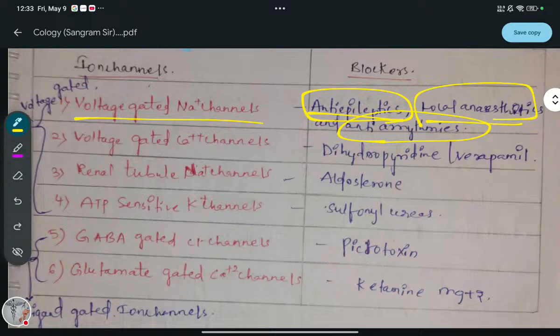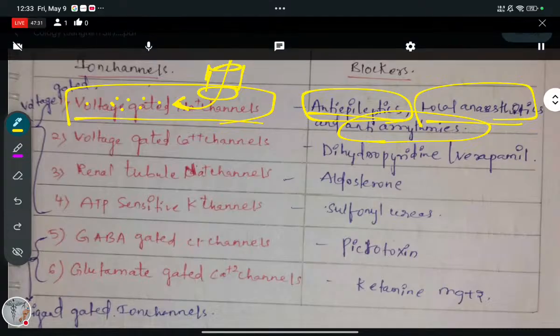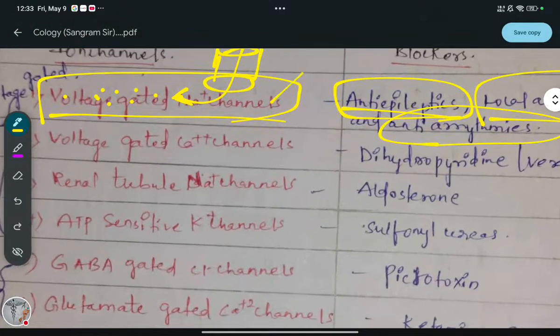Why? The reason is that when the voltage gated sodium channel opens, the entry of more sodium takes place. When the positively charged sodium enters inside the cell, what will happen? More positive charge will be there inside the cell, so the cell will become depolarized. When the cell becomes depolarized, it will show its contraction or some type of action.